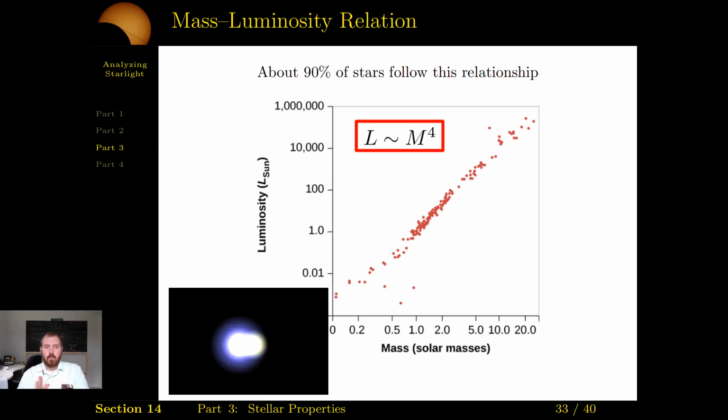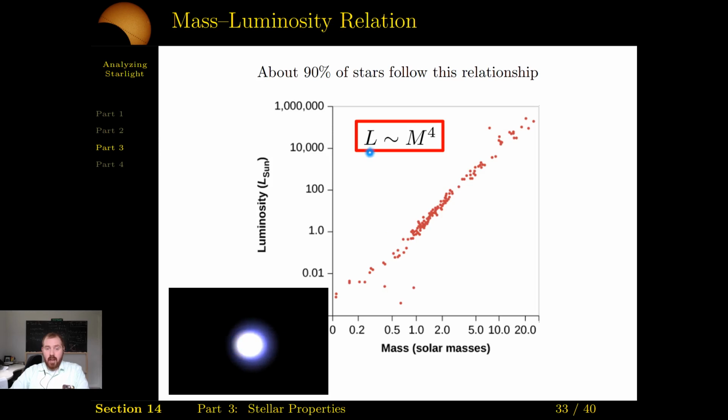So, stitching all this information together, we're starting to pull plots of all the stars we see. Here we have a plot of mass in terms of solar masses and the luminosity. And we've noticed a pattern. We're starting to see patterns as we do these types of measurements on all the stars we can see. We found about 90% of stars follow this relationship.